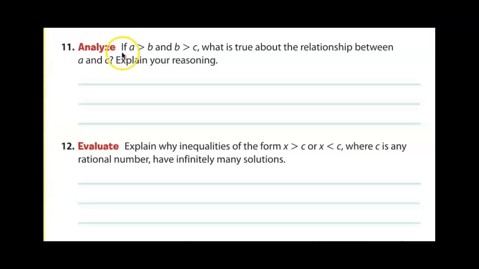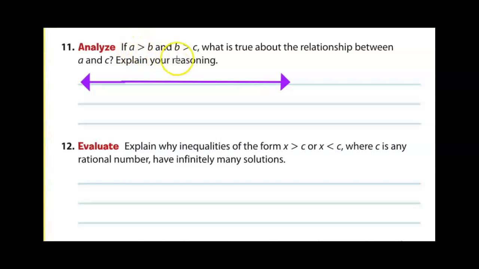Okay, so for 11 it says if A is greater than B and B is greater than C, what is true about the relationship between A and C? Explain your reasoning. Now I'm going to draw a number line here, and I want you to make a conclusion about whether A is greater than, less than, or equal to C. So let's go ahead and draw the number line. Here's a number line.